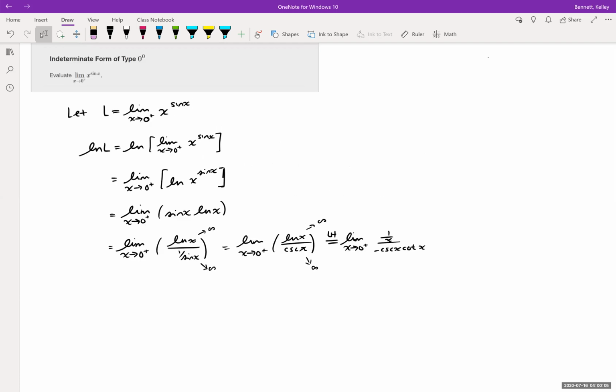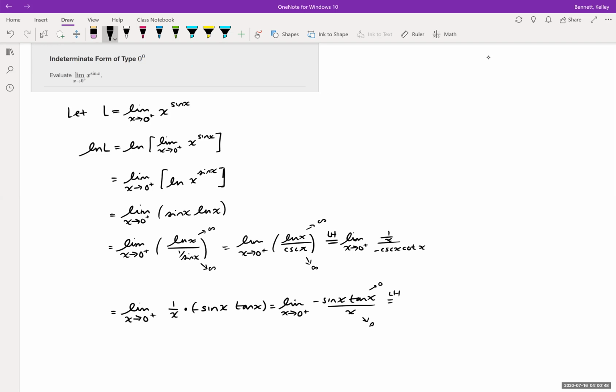So just doing some algebra. I have 1 over x times negative sine x tangent x. So I'm going to write this as a fraction, negative sine x tan x over x. And as x goes to 0, this will go to 0 over 0. I'm very happy. I apply L'Hopital.